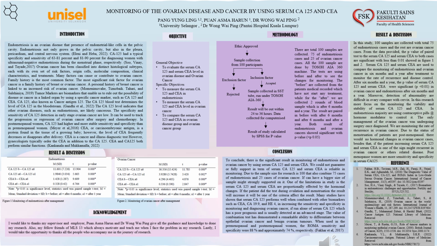One of the limitations in the study is that serum CA125 and CA are proportionally affected by hormone changes. If the patient did the test during ovulation or menstruation, the result will be increased. It is one of the criteria that affect the result. Many studies have shown that serum CA125 performs well when combined with other biomarkers such as CA, CA19-9, and HE4, increasing the sensitivity and specificity in monitoring and diagnosis of ovarian cancer, which has a poor prognosis and is usually detected late.